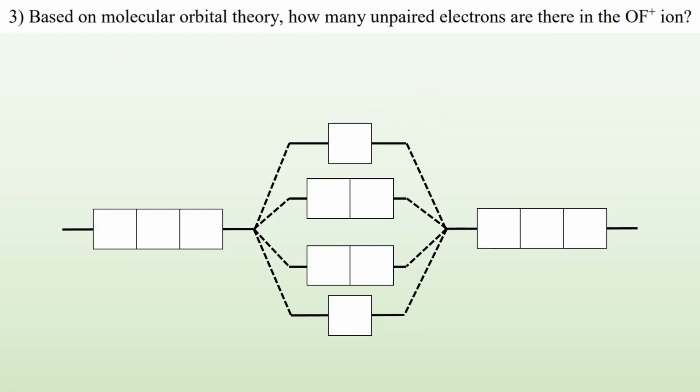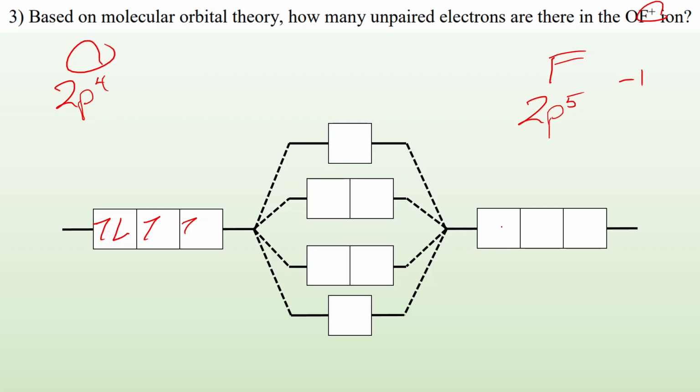Number three, based on molecular orbital theory, how many unpaired electrons are there in the OF plus ion? So again, for oxygen we got the 2p4, and for the fluorine, we got the 2p5. This plus tells me that we have to lose 1 electron. It doesn't really matter where you lose it from. So let's just draw it: 1, 2, 3, 4. Fluorine, we should have 5: 1, 2, 3, 4, 5. And then just remember that this plus is there.